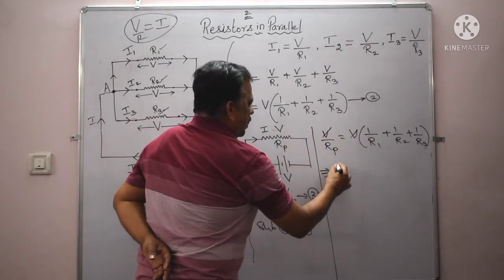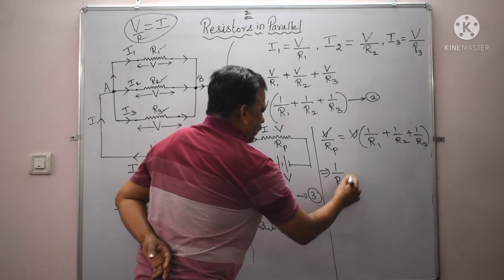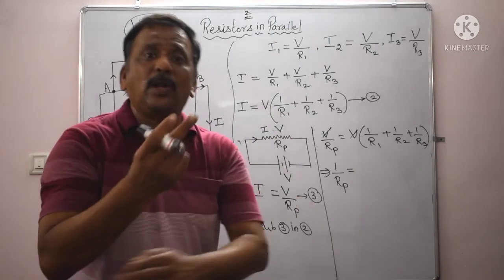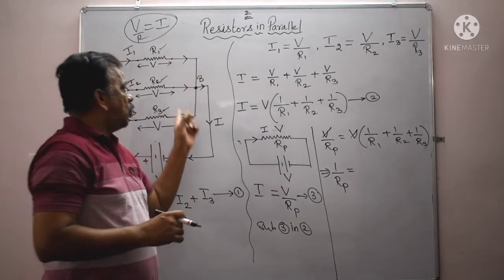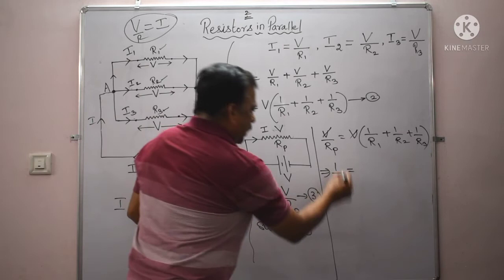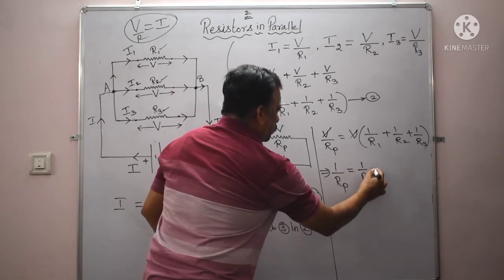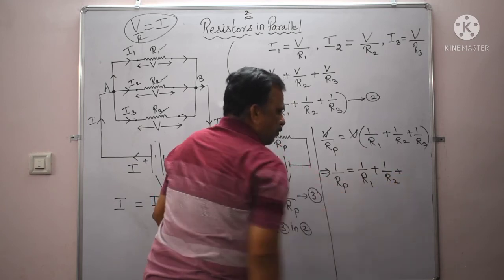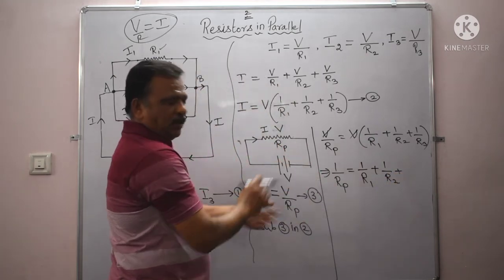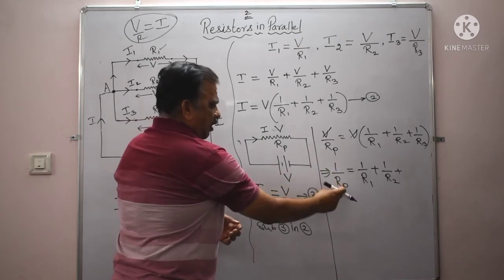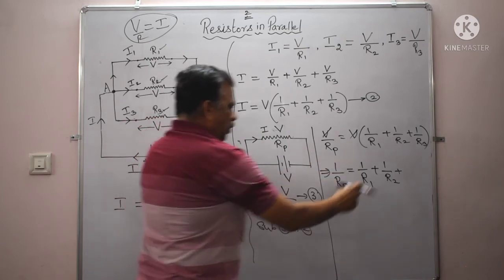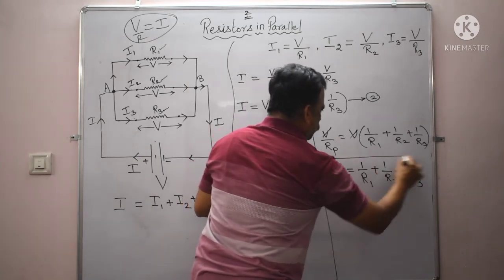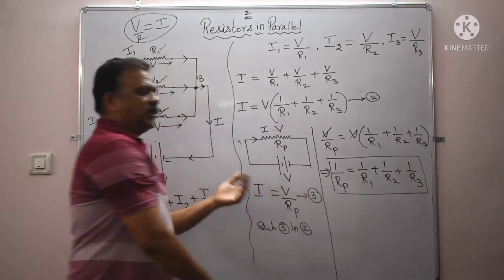So this implies the reciprocal of effective resistance. Note that I am not getting the effective resistance, I am getting the reciprocal of effective resistance. You have to be very careful in parallel combination of resistors. So the reciprocal of effective resistance is equal to the sum of the reciprocals of individual resistances. That is what is going to happen whenever we connect resistors in parallel.